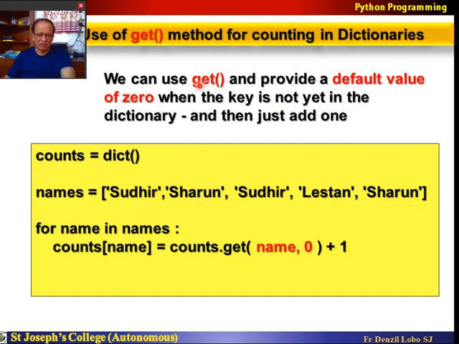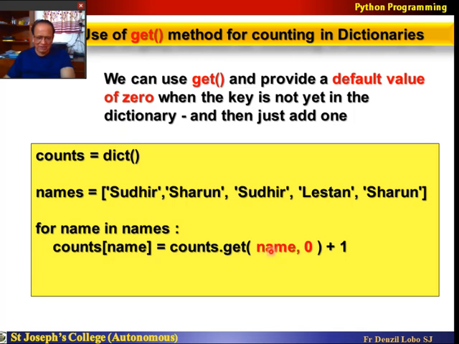So we can use get to provide a default value of 0 when the key is not yet in the dictionary, and then just add one. As you notice here, we have the list: for name in names, names is the list. I want to create a dictionary out of that. So counts, you check counts.get(name).